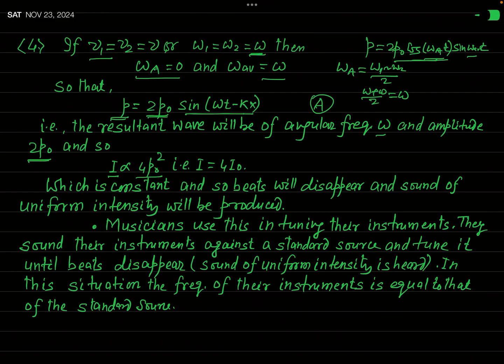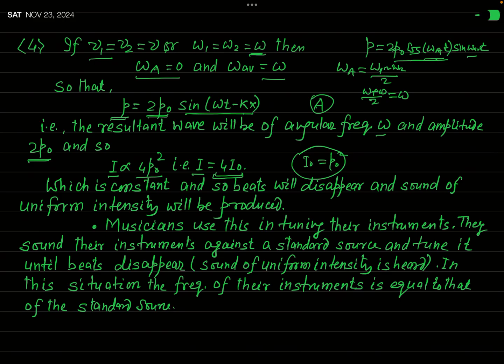And therefore intensity will be proportional to 4P naught square, that is, 2P naught whole square. And if P naught is the amplitude of each wave, P naught square will be the measure of intensity of each wave. So the resultant intensity will be 4I naught, where I naught is equal to P naught square. And therefore you can say that the resultant intensity now is constant, not variable. It does not vary periodically with time.